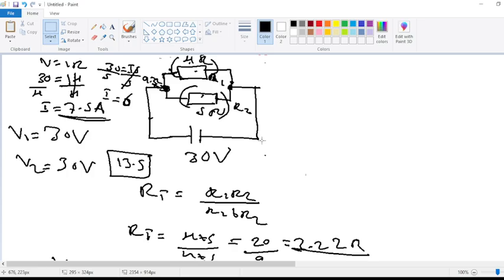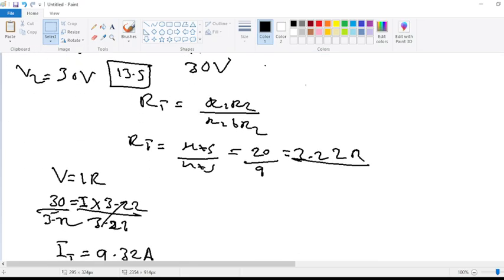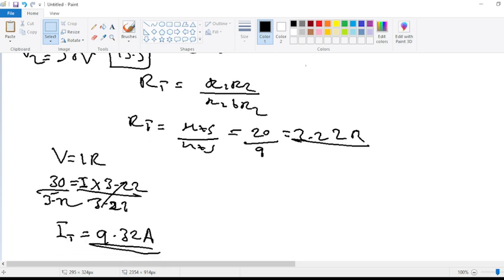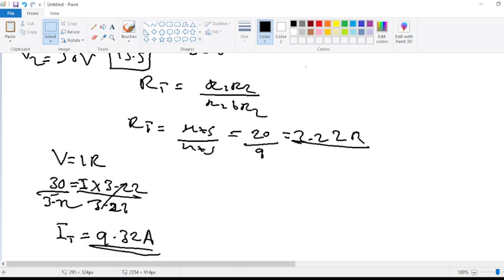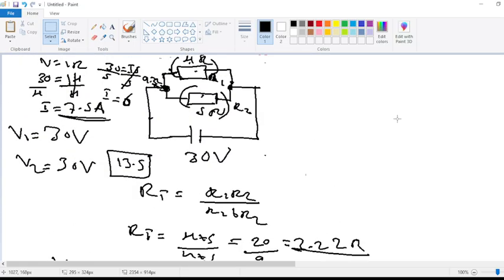So there's a 30 here. We calculated everything. There's a 30 there. The voltage V is equal to IR, with the resistance 3.22. So the current came out to be 9.32. That was the total current that we are supposed to be using, 9.32. So now, since 9.32 was the current, we have something like this.